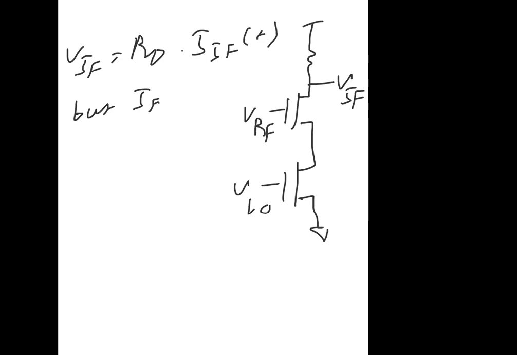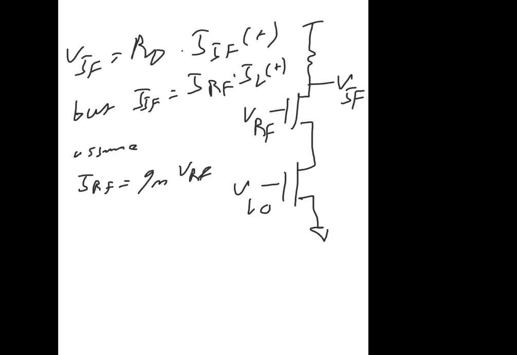But IIF is equal IRF في ال I local oscillator of T. Okay, the IRF is equal, assuming the IRF is equal GM whatsoever GM في VRF, which is GM ARF في cosine WRF of T, and we have local oscillator.